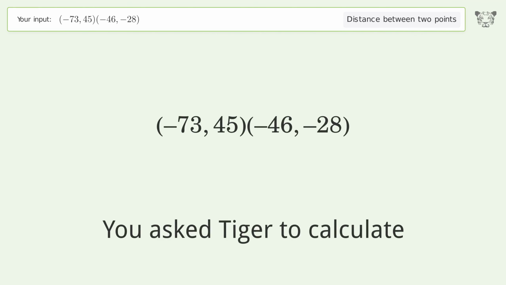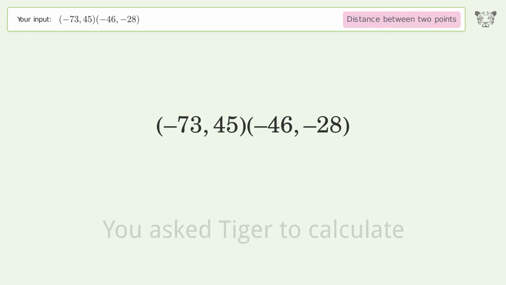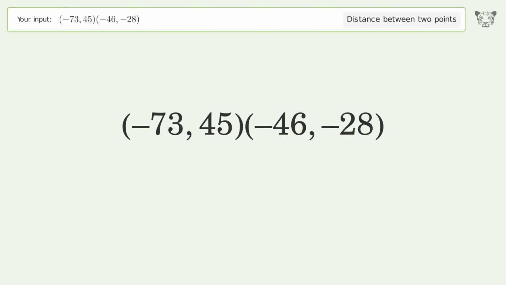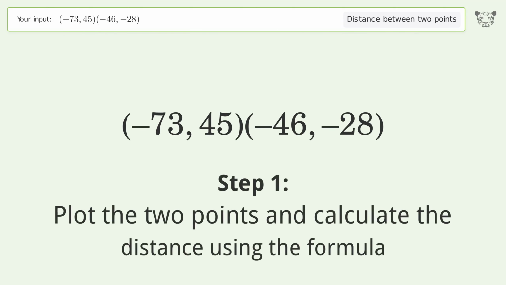You ask Tiger to calculate. This deals with the distance between 2 points. The distance between the 2 points is the square root of 6,058 or 77.833. Let's solve it step by step. Plot the 2 points and calculate the distance using the formula.